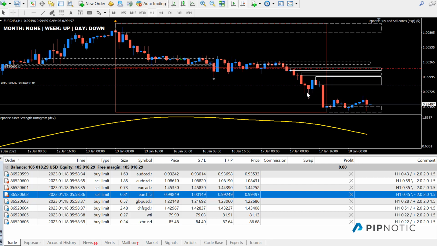I like the fact that price went up and then down. If price would have come down sideways and then left, then I'd be less interested with this, but we'll leave that on for the time being.